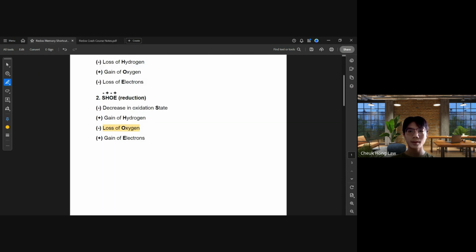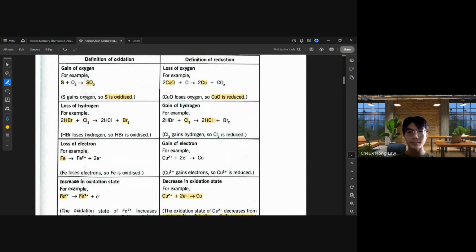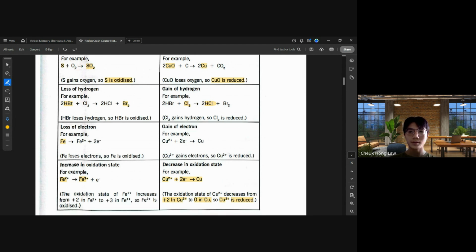Finally, the last definition, gain of electrons. For example, your copper(II) ions gain electrons to become copper. It's like the opposite, right? Metals lose electrons to form positive ions. And from positive ions back to the metal, it gains electrons. So your Cu2+ gains electrons, therefore Cu2+ is reduced.